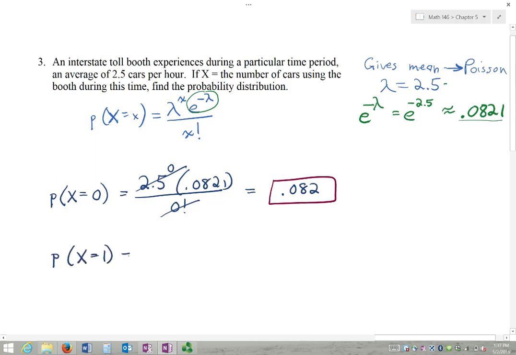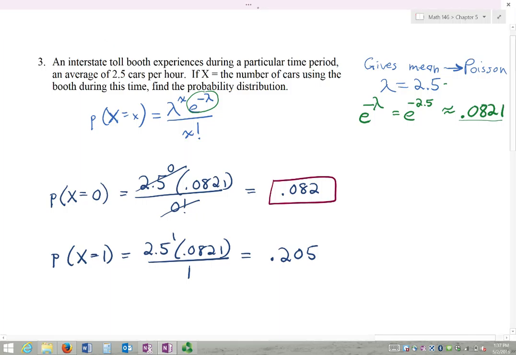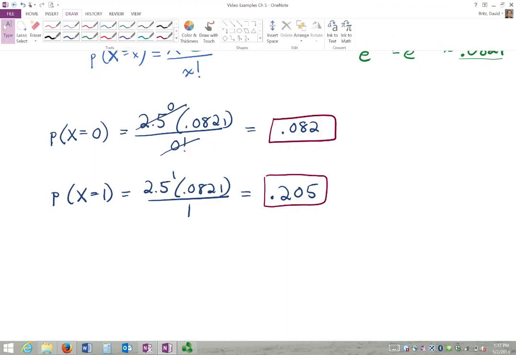X equals 1, 2.5 to the 1 over 1 factorial, so we're just going to take our previous answer and multiply that by 2.5, since we have 2.5 to the 1 power this time. All right, let's keep going.